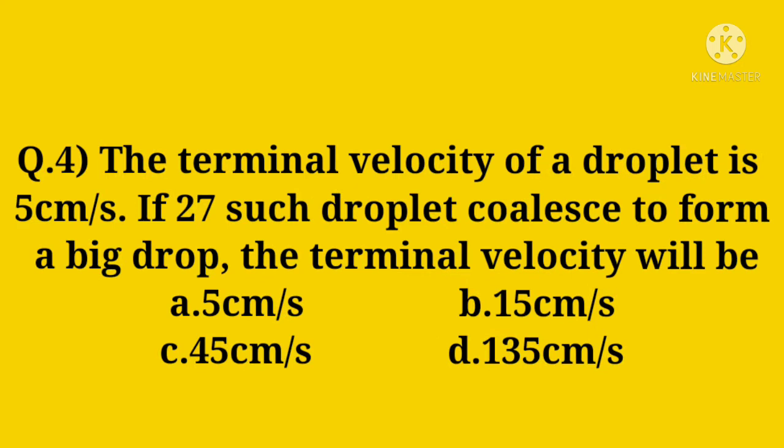Question number 4. The terminal velocity of a droplet is 5 cm per second. If 27 such droplets coalesce to form a big drop, the terminal velocity will be option A 5 cm per second, B 15 cm per second, C 45 cm per second, D 135 cm per second.